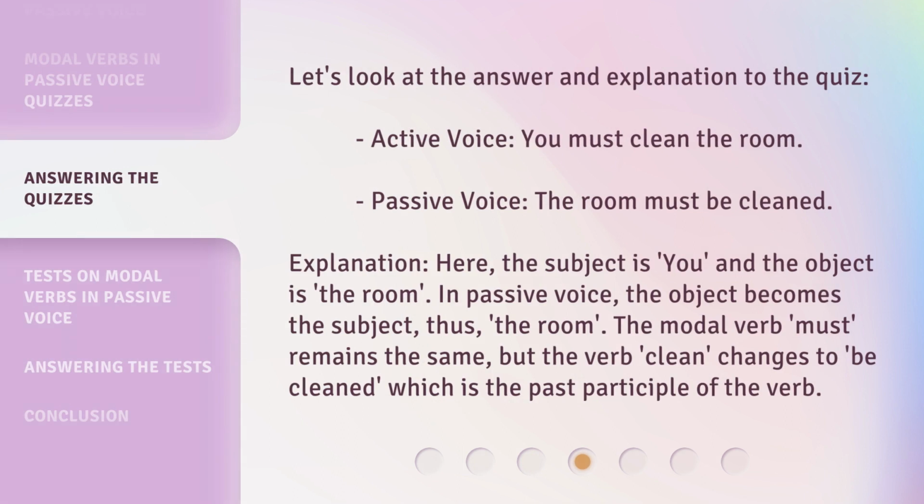Let's look at the answer and explanation to the quiz. Active voice: you must clean the room. Passive voice: the room must be cleaned. Explanation. Here, the subject is you, and the object is the room. In passive voice, the object becomes the subject, thus, the room. The modal verb, must, remains the same, but the verb, clean, changes to be cleaned, which is the past participle of the verb.